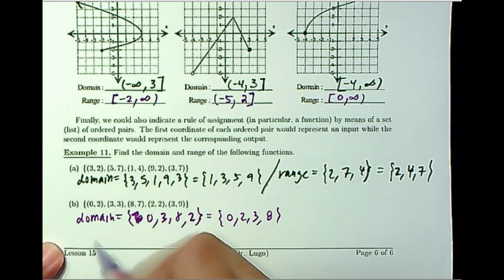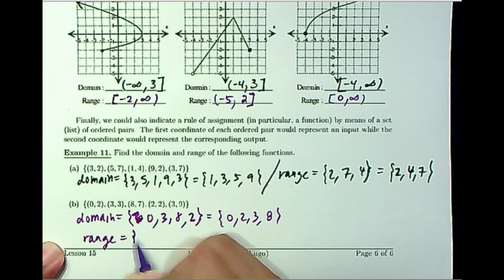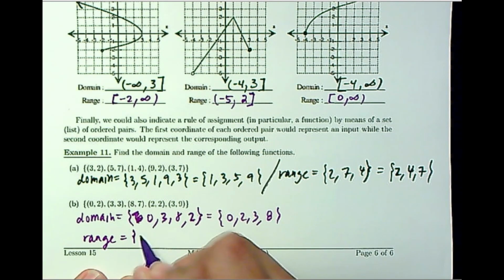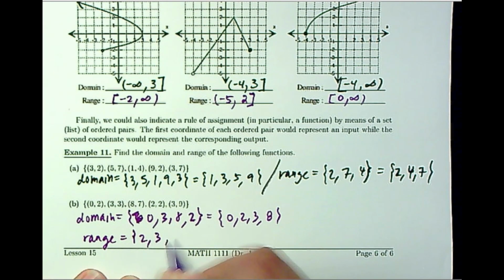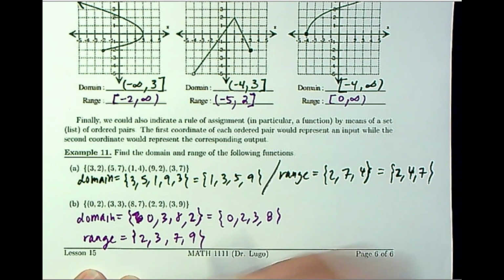It's in order. And then the range is the second coordinates, the y coordinates. So it's going to be 2, 3, 7, 2. I already wrote it down, so I don't have to write it again. And then 9. And that's how you find the range if the function is given like this as a list of points. That's it.